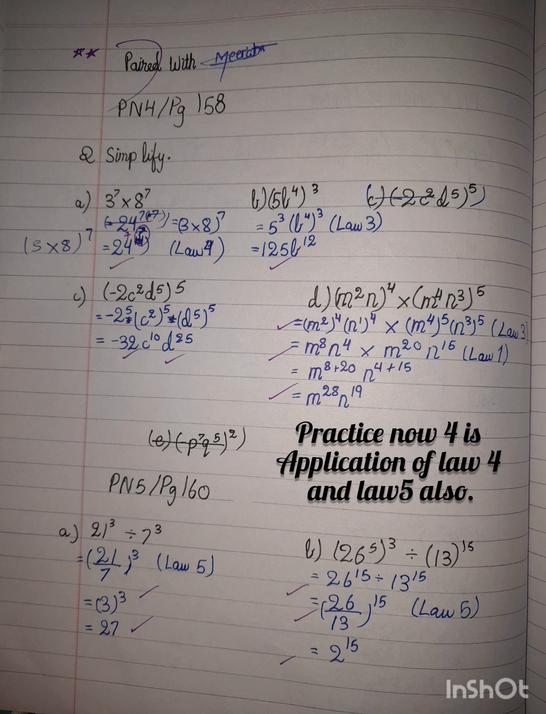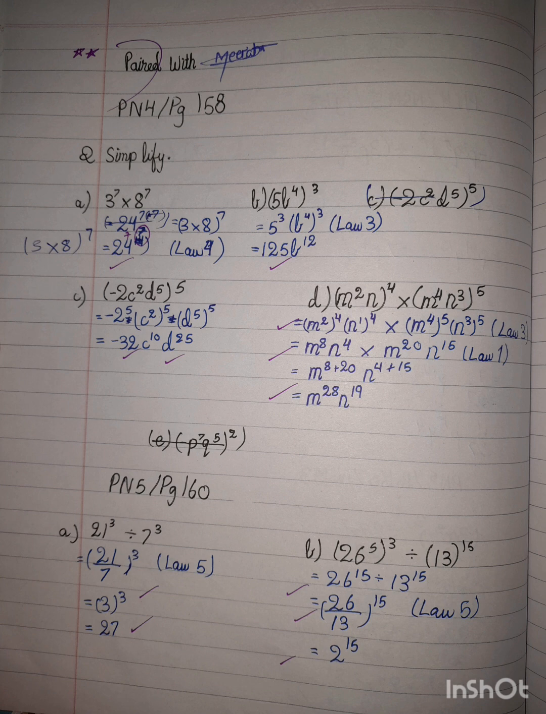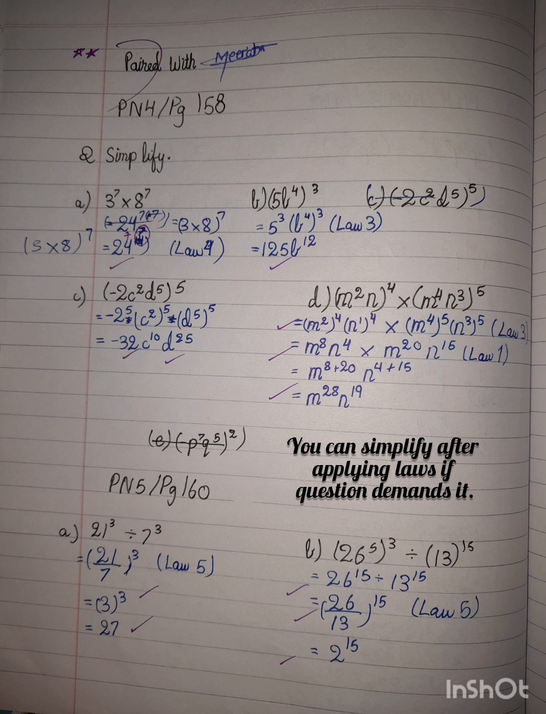So it's again the same rules. It is mostly rule number 4, and in practice now 5 it is rule number 5, law number 5 which is used. So you can simplify after applying laws if the question demands it. If question is saying simplify, you need to simplify the answer.